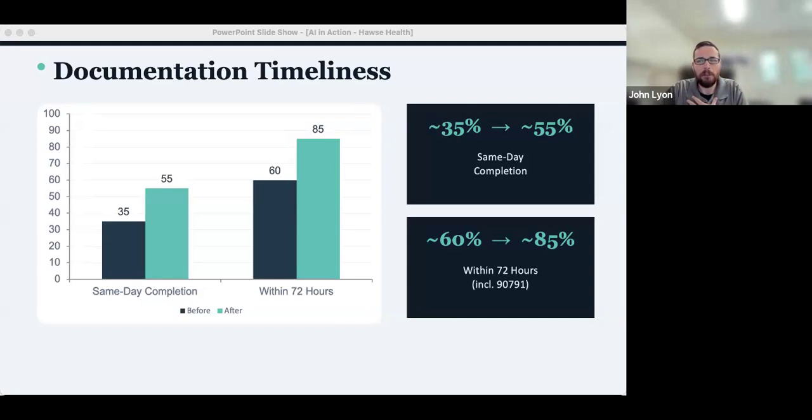Some clinicians are significantly higher, some a little bit lower. But I think the lowest same day completion rate that any of our clinicians have is high 40s, just under 50%. And within 72 hours, we're having 85% of documentation complete. That includes psychosocial evaluations, which traditionally are more documentation intensive and require more clinician involvement to complete. Next slide.